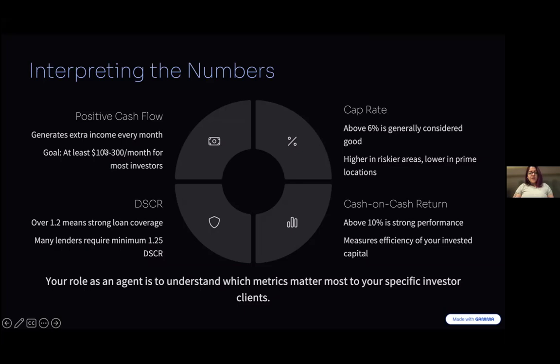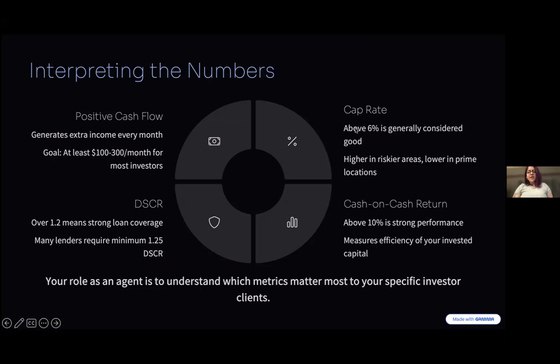So positive cash flow is always good. That just means that you generate extra income every month. For a lot of investors, their goal is $100 to $300 per month. Again, this is very market specific, because in some markets, it's much harder to cash flow than in others. So you may be like, if I'm cash flowing $50 in Northern Virginia, that's a win because I know my appreciation is going to go up.